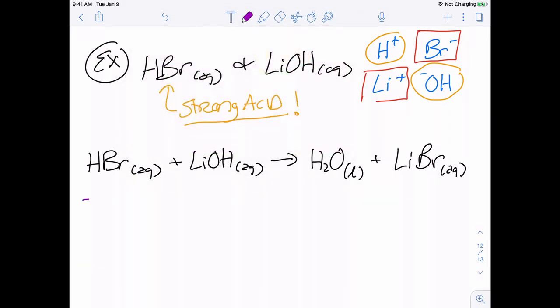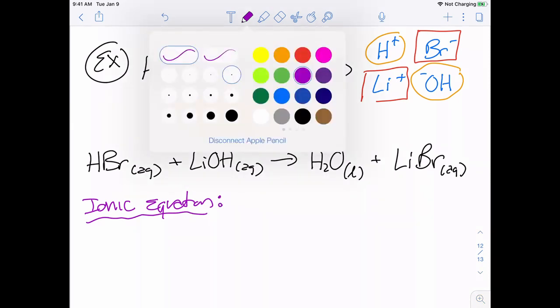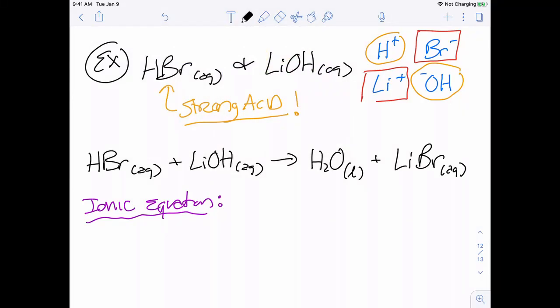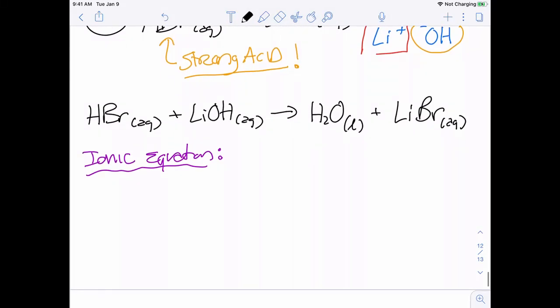So my ionic equation, again, for my ionic, I'm going to take my strong acid, my strong base, and my strong electrolyte salt, right? My soluble ionic compound, and I'm going to separate them. Water, because it's covalently bonded, that's going to fall under my non-electrolyte rules. I'm going to keep that together.